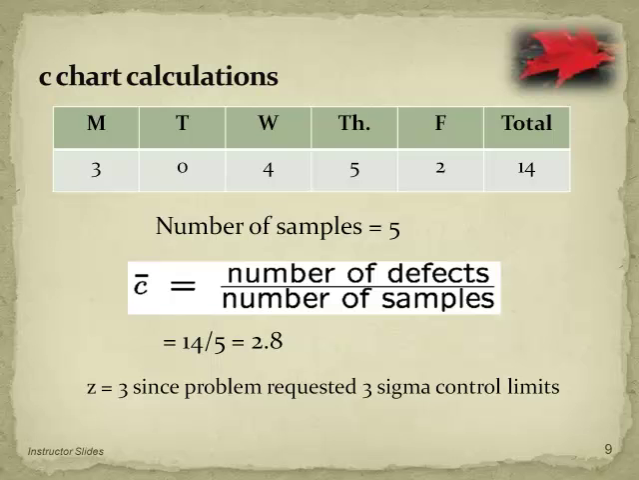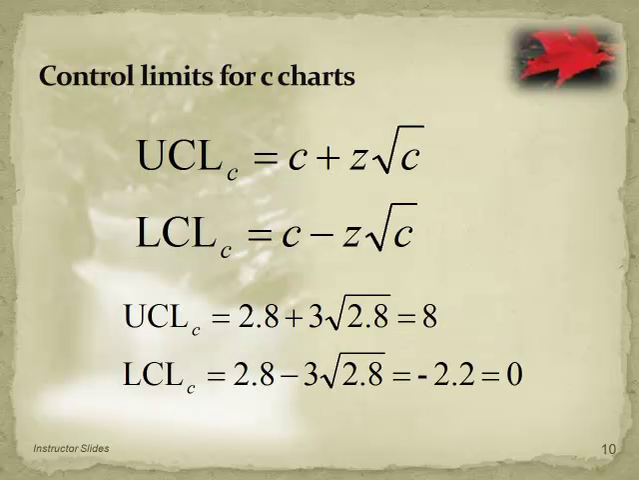And again, we want the Z value in our formula to be 3 because the problem requested a 3 sigma control limit. So here is the formula for the C-chart control limits. The upper control limit is equal to C bar plus Z times the square root of C bar. And the lower control limit is the same except minus Z times the square root of C bar. So we know that C bar is 2.8. We know that Z is 3.